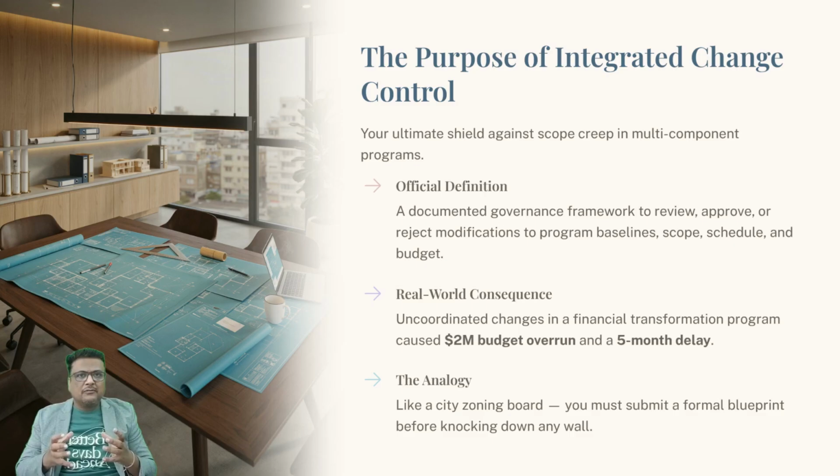I remember consulting for a massive financial systems transformation program years ago, where individual component project managers kept saying yes to minor client change requests on the fly without checking how those changes affected other teams. Within 6 months, our core budget was blown by $2 million and our schedule was delayed by 5 months because hundreds of uncoordinated changes collided with each other. That is what happens when change control is missing. Don't worry, we'll take it slow as we map out how to build a bulletproof system.